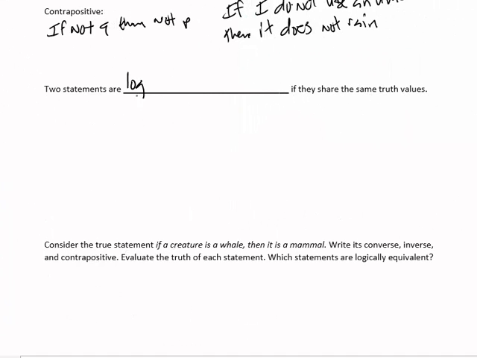Logically equivalent if they share the same truth values. So two statements are considered to be the same if they have the same truth tables. All right, so let's do a little chart here, and then hopefully we'll outline this.